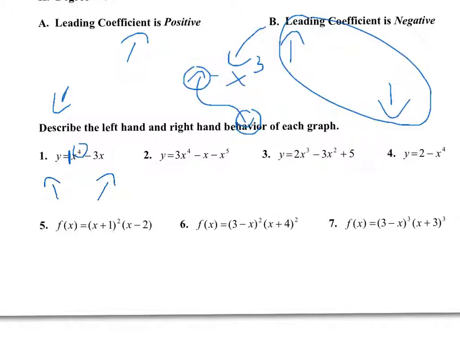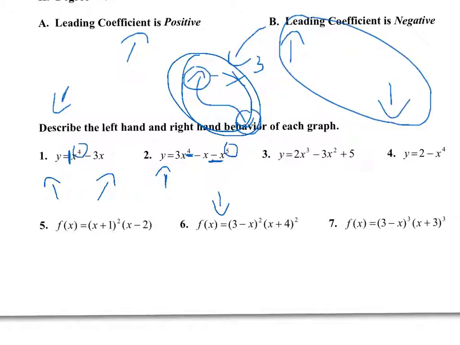Okay, number 2, they try to trick you into thinking that 4 is the degree, but it's not. Usually the highest exponent is written first. In this case, it's not. Here it's 5, so I know it's odd. One's going to go up, one's going to go down. The leading coefficient's negative, so you get the upside down normal S curve. So to the left it goes up, to the right it goes down.